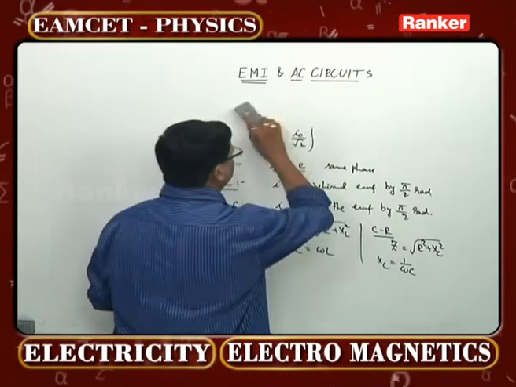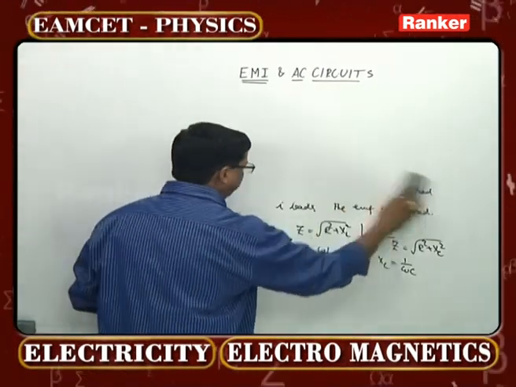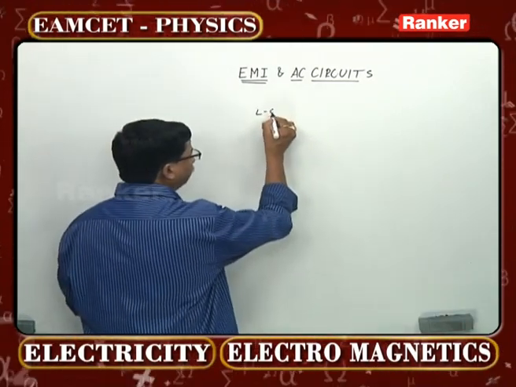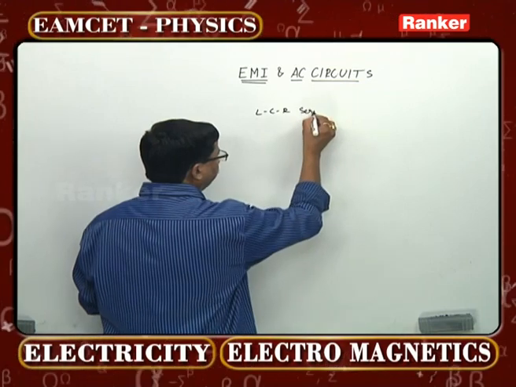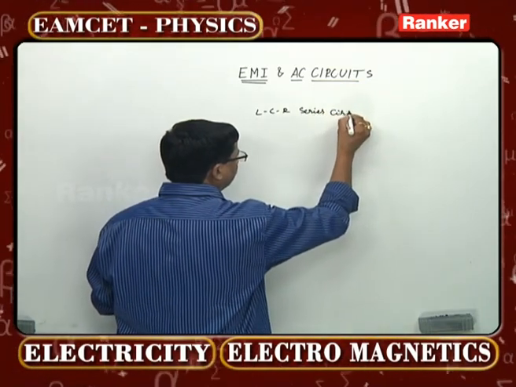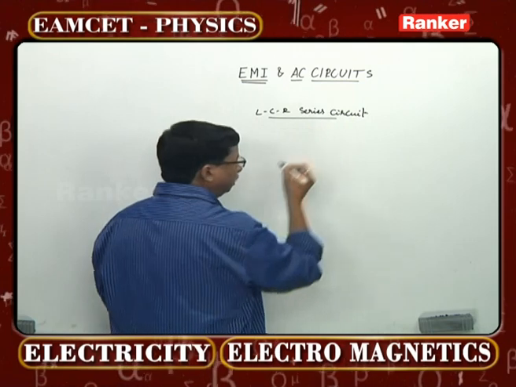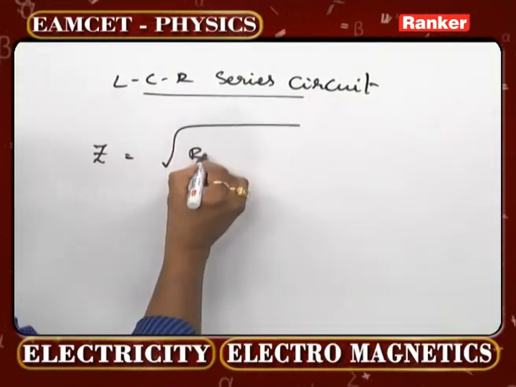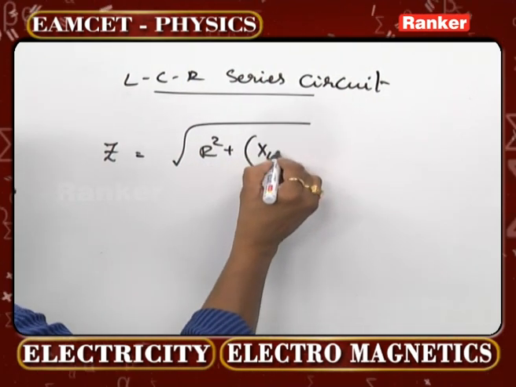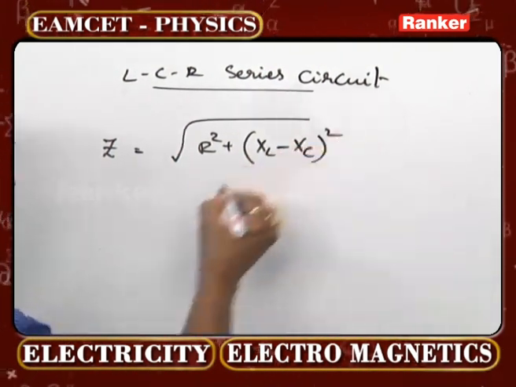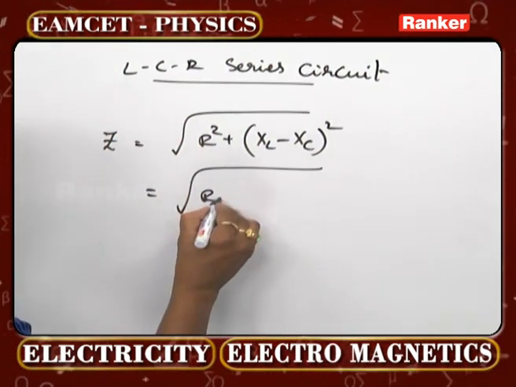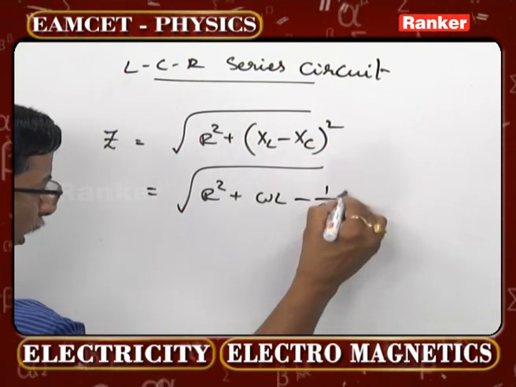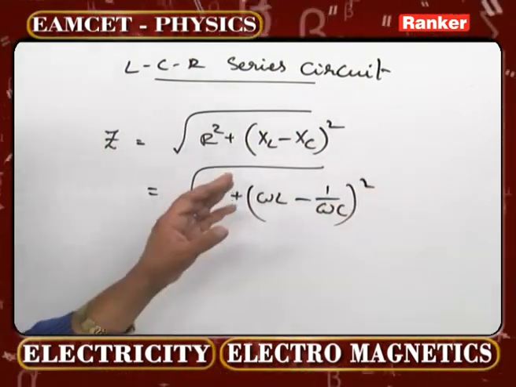If you consider all the three put together in series, that is what we call the LCR series circuit. Suppose you consider such a circuit here, then what is the value of impedance? Z is equal to root of R square plus (XL minus XC) whole square. In other words, R square plus (omega L minus 1 by omega C) whole square. This is actually the formula.